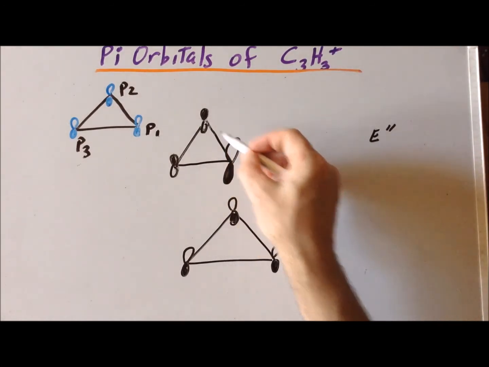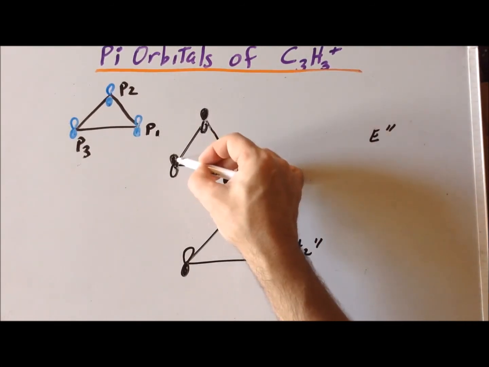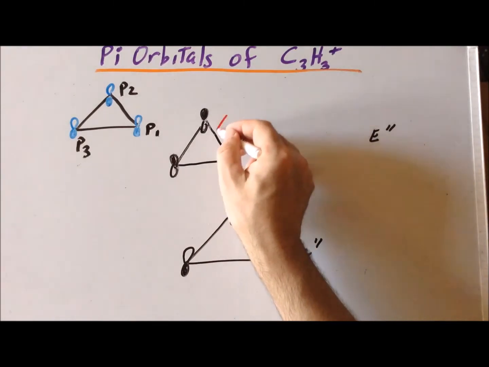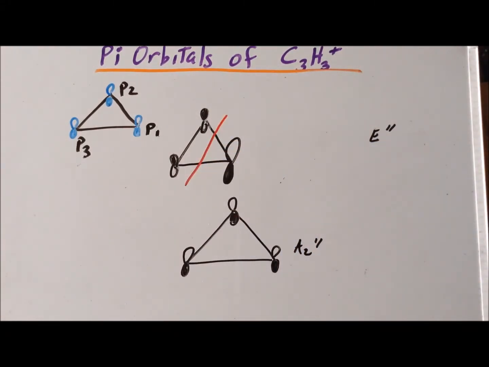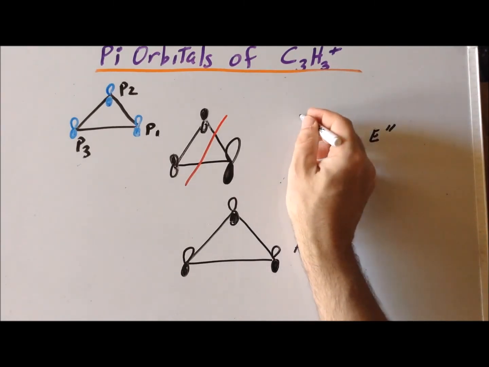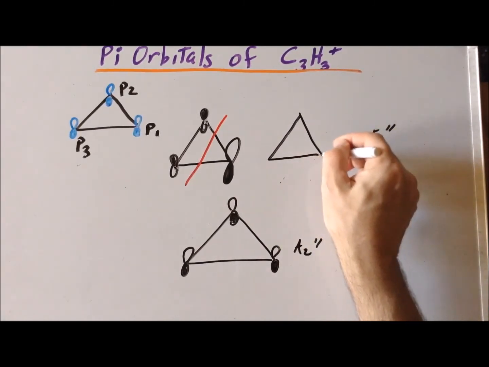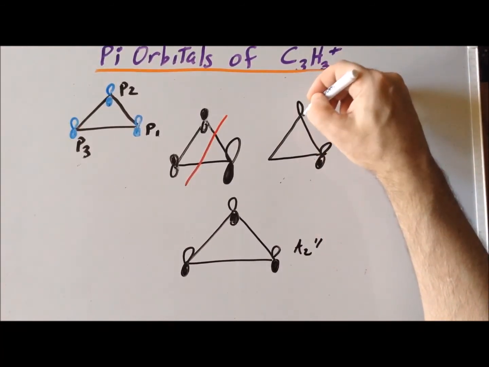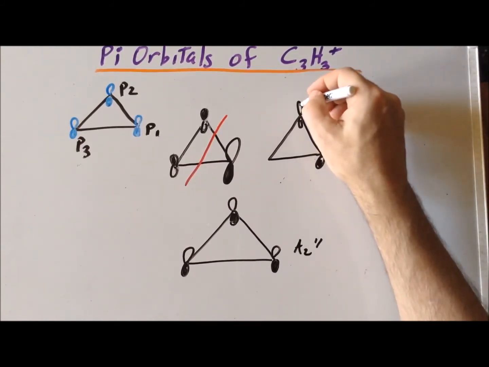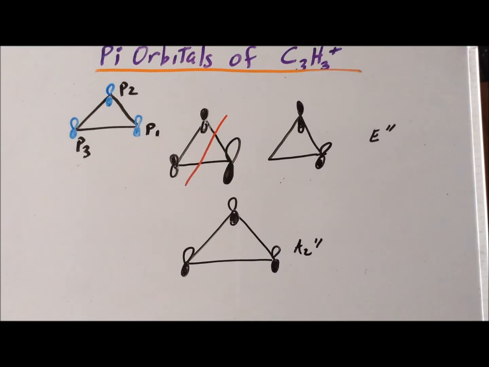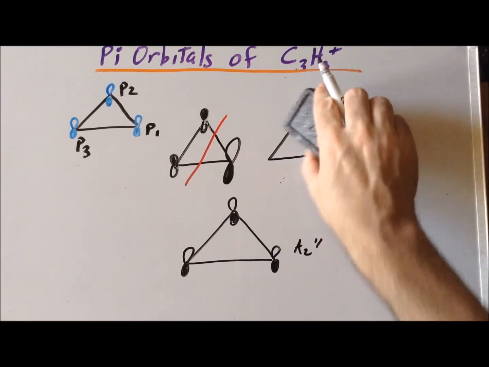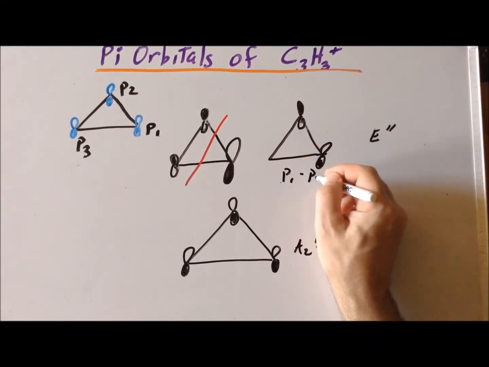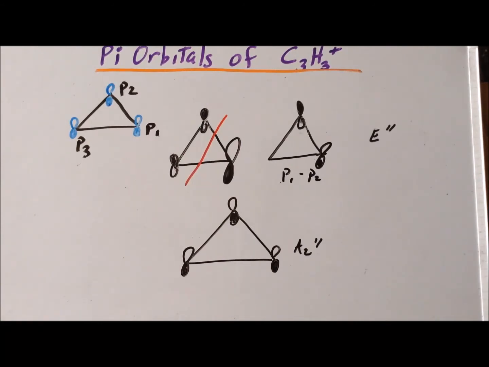So along the top here, we have positive phase, negative phase, negative phase. So we have a node along the molecule. So we have one node for the E double prime. The other molecular orbital we have is P1 minus P2. So here is our P1 minus P2 combination. And again, this one also has a node.